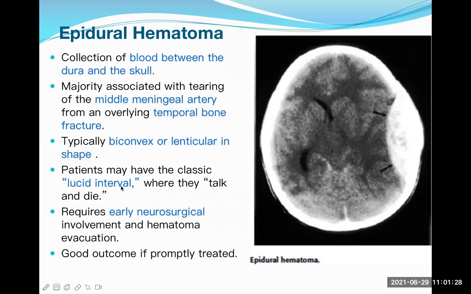There is a typical lucid interval present, also known as talk and die syndrome. Talk and die syndrome, because once the second episode of unconsciousness occurs, and if we cannot detect that in time, the person will die. It requires early neurosurgical involvement and hematoma evacuation if we want to save this patient. So quick diagnosis is very, very important.